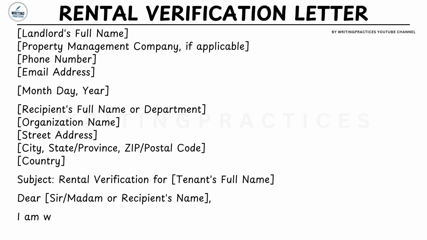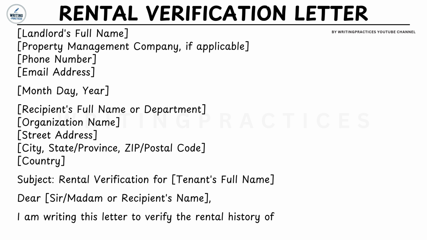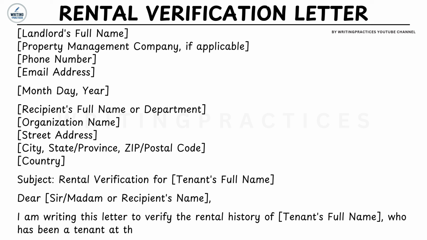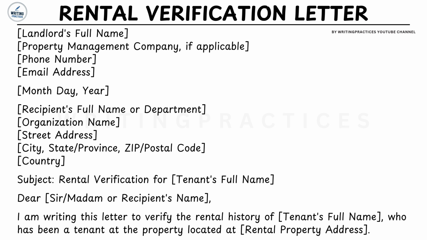Opening paragraph. Now identify the tenant and the rental property. For example, I am writing this letter to verify the rental history of Sophia Turner, who has been a tenant at the property located at 1428 Maple Avenue, Portland, Oregon, 97205. This verification is based on my records as the landlord and accurately reflects the tenancy maintained under our lease agreement.